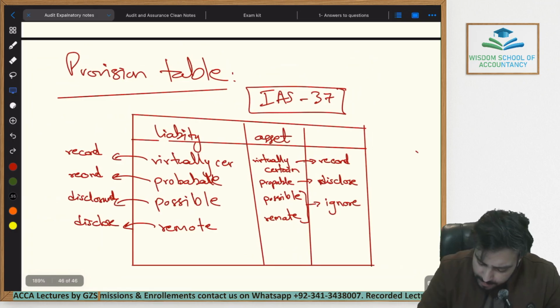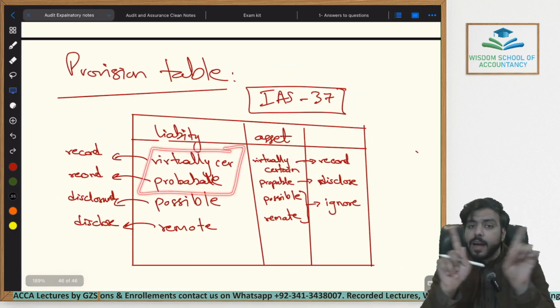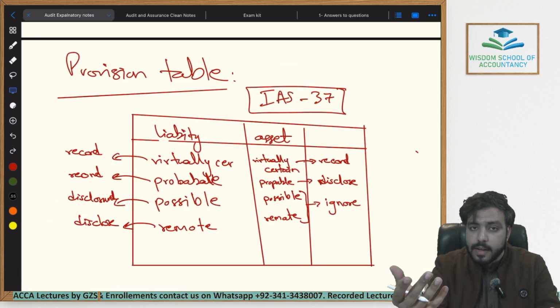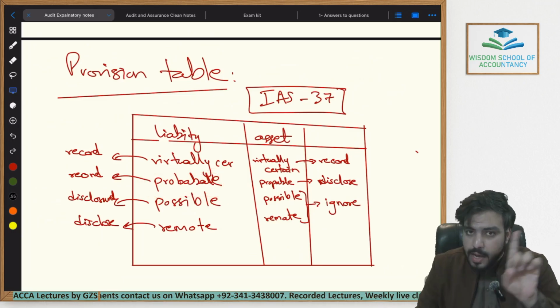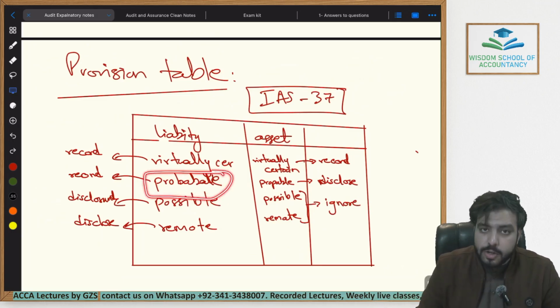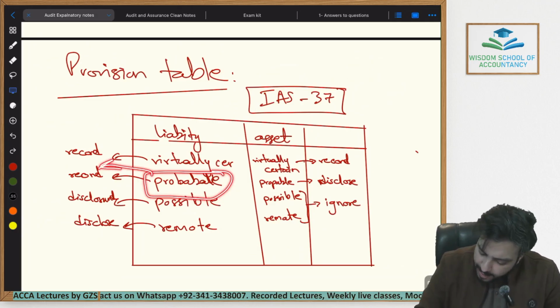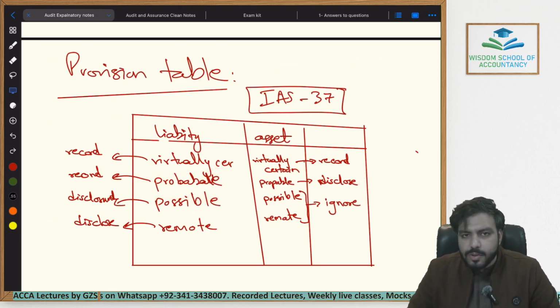In the case of a liability, if the court hasn't given an opinion on who has won, still if it is probable that you may have to pay it, the court hasn't given a decision, but still it is probable that you will have to pay it, you still have to record it. But in the case of an asset, this is not the case. In an asset, you cannot do it.